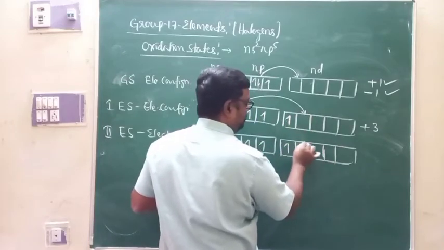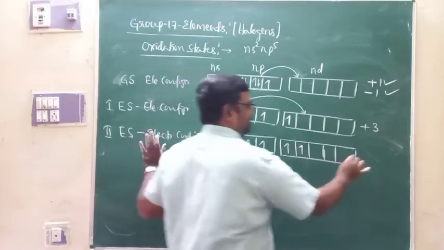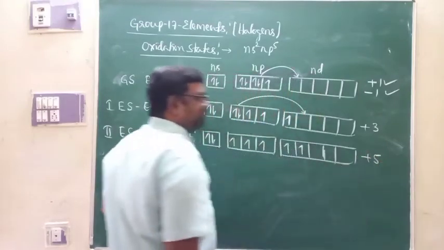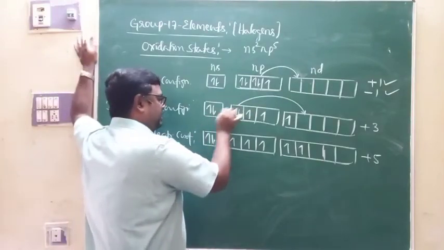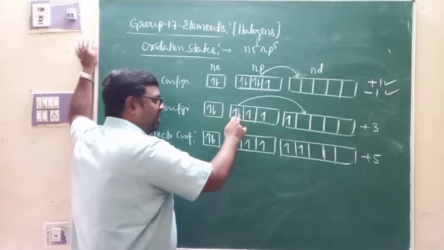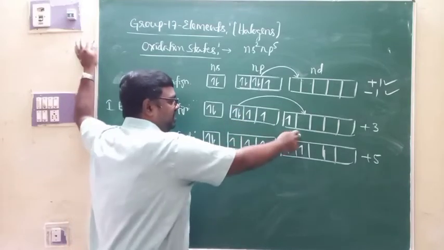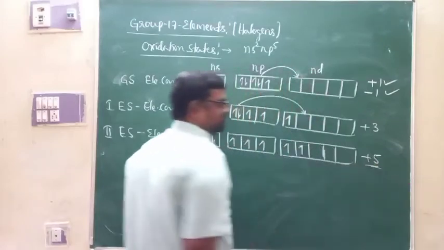Now we got 2 more unpaired electrons. When this electron comes here, what happens? Total 5 unpaired electrons. That corresponds to the +5 oxidation state, that is shifting of electron during the second excited state. If you provide sufficient energy, one more electron will be shifted from Np to Nd there. 5 unpaired electrons are available. That accounts for +5 oxidation state.